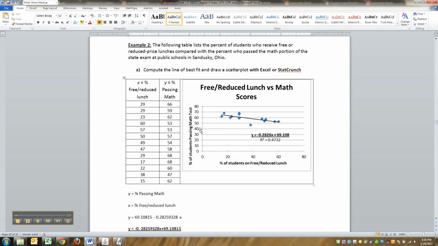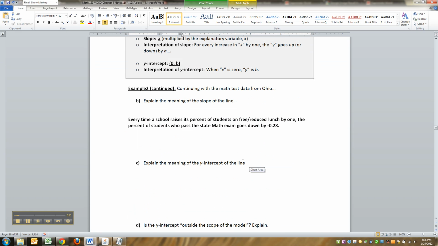When you're talking about where this line right here would hit that axis, that's what that number right in the back is, okay? So it's not 69 in our example. It's (0, 69.108). All right?